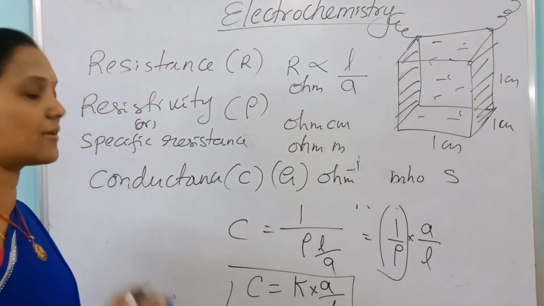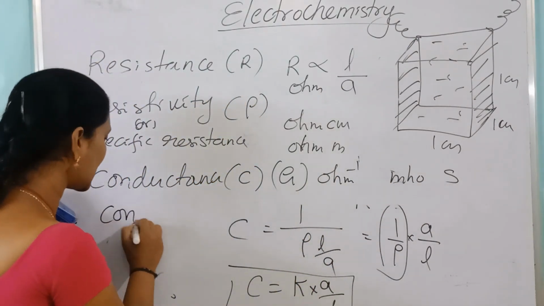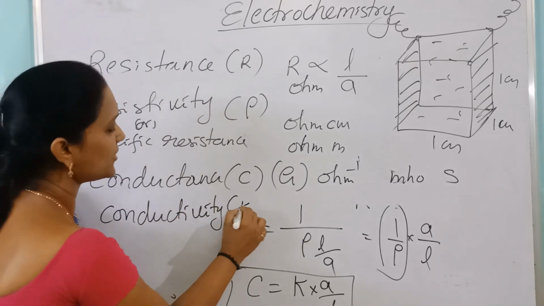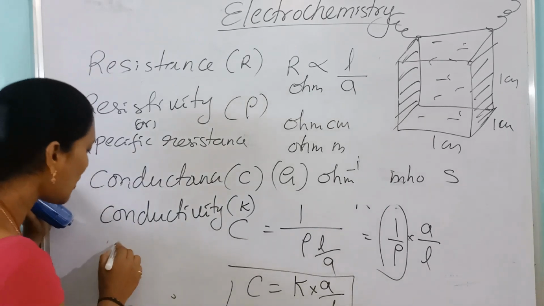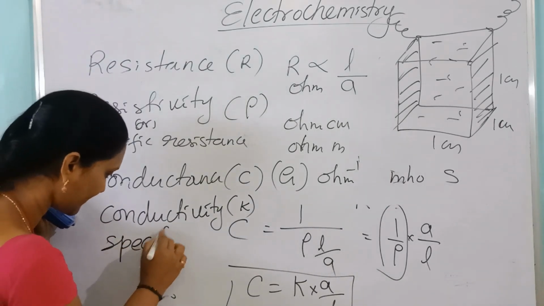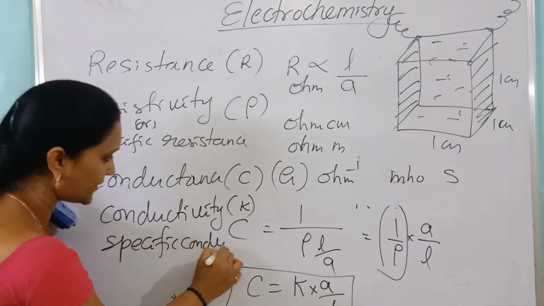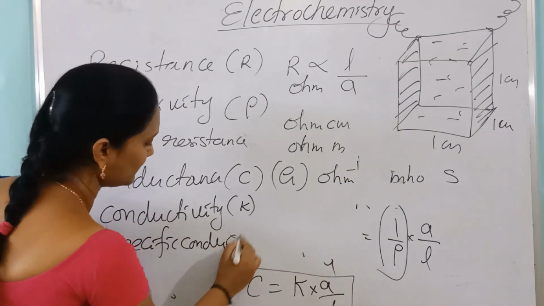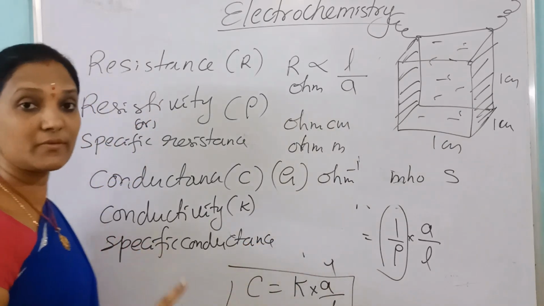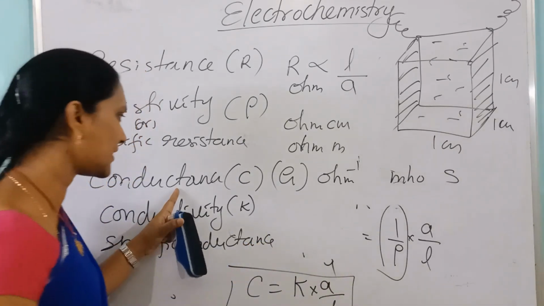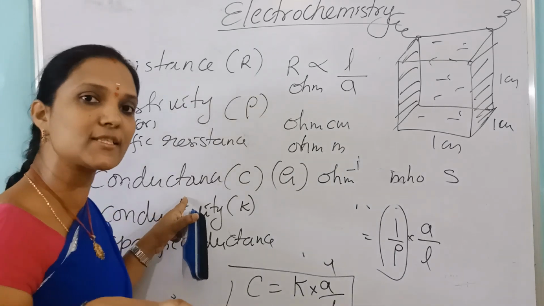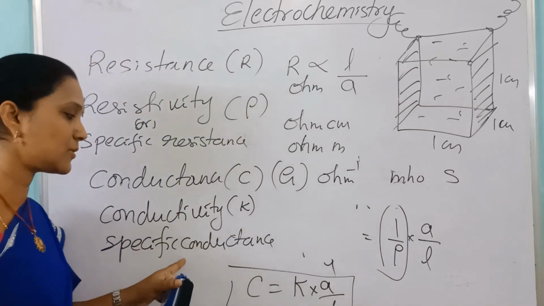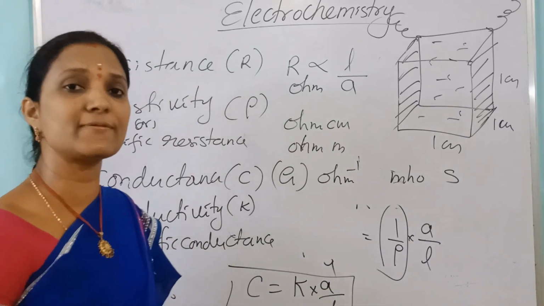Units of conductance. Now, conductivity. Conductivity is represented by K. Conductivity or specific conductance. So in the problem, are they asking conductance or conductivity? Conductivity, that is the K, is also called specific conductance. What is the specific conductance?